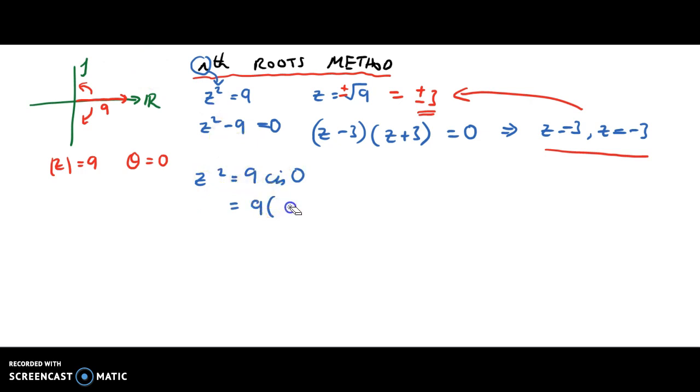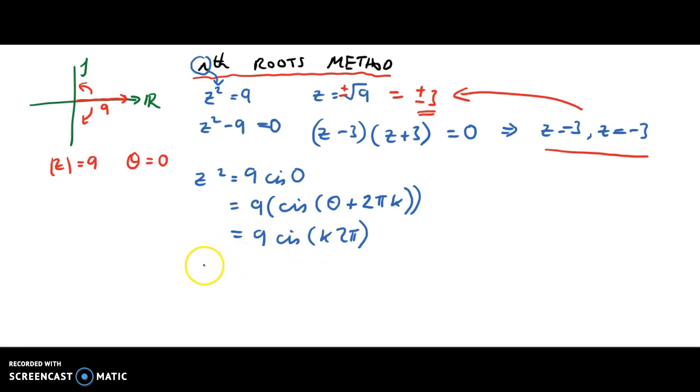Using one of our rules from polar form, that's the same as 9 cis of 0 plus 2 pi times k, so a multiple of 2 pi, which is a full circle back round again and would repeat it, in either a positive or negative direction. That simplifies down a little to 9 cis k 2 pi.